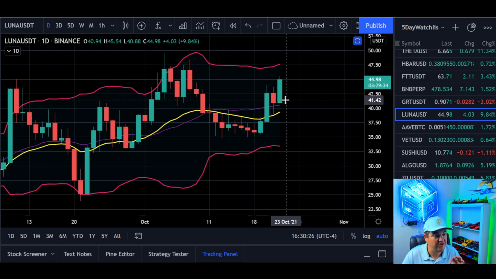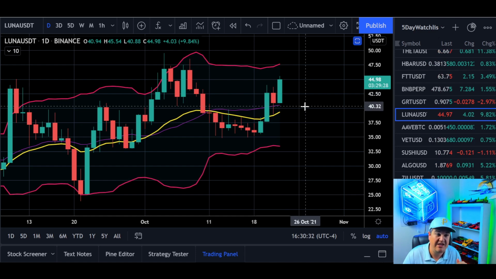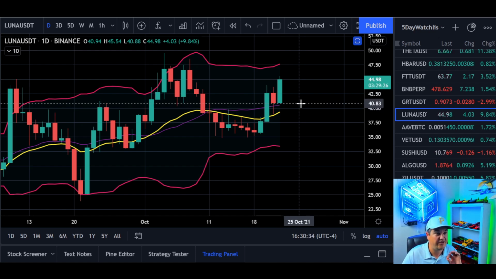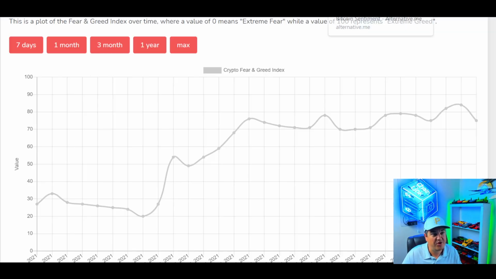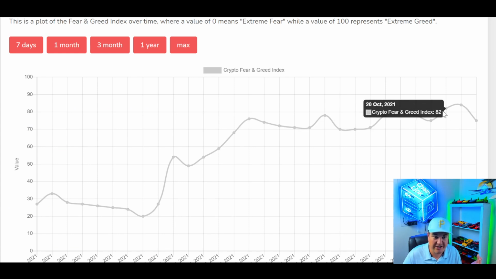So watch for Luna on the daily, the weekly. Now you know some levels of support, some price targets on the upside. We got to clear that 50, and everything is looking good. Crypto Fear and Greed Index, which we talk about every day here, is now at 75. We're in greed still, right? So that's good. When you're in greed, prices are likely high, right?